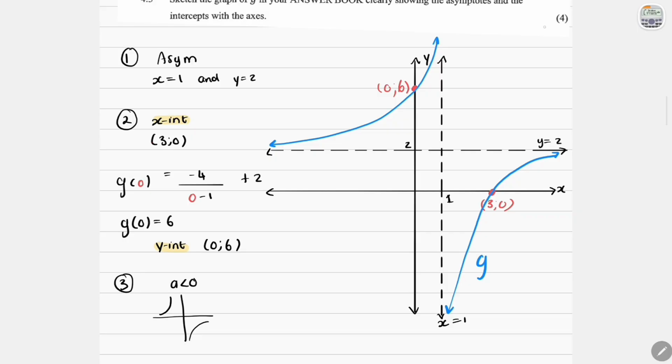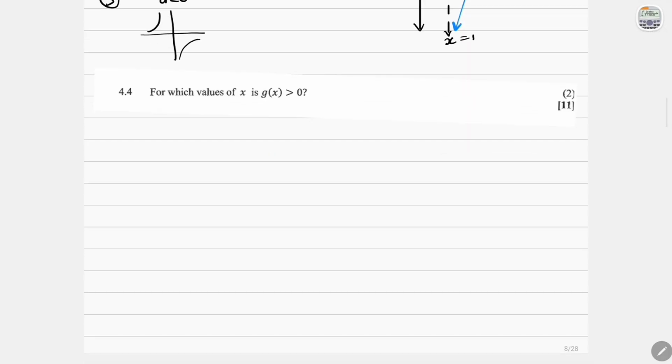Moving on to the next question. Question 4.4 says, for which values of x is g of x greater than 0?